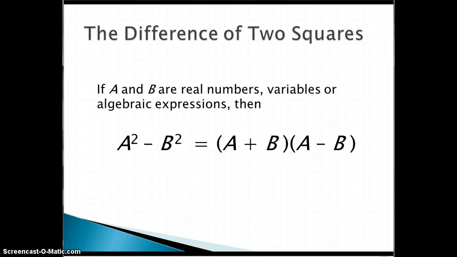The first form we're going to talk about is the difference of two squares. That is the difference of two perfect squares. If a and b are real numbers, variables, or algebraic expressions, then if we have a squared minus b squared, that can be factored into the two binomials a plus b times a minus b.